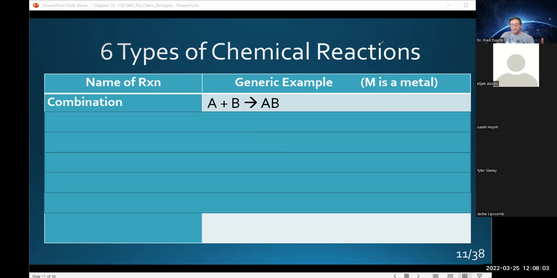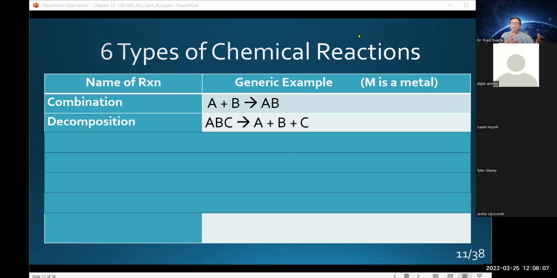Now, the converse of a combination reaction is simply a decomposition reaction. In this case, you start off with a compound. In this example, you got A, B, C, and you do something to it chemically, you break it down back to the elements, okay? So a classic example again would be the electrolysis or the breaking down of water.